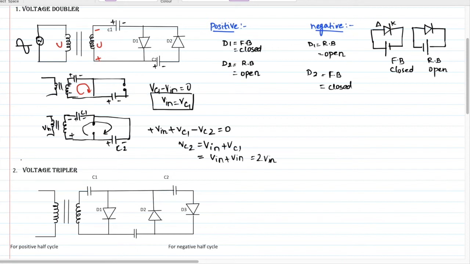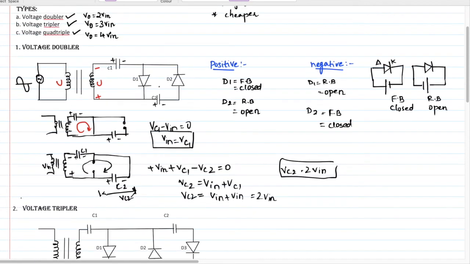Okay. So if you see the voltage across capacitor C2, Vc2 equals 2V. So the voltage across this capacitor, Vc2, is 2V. So here we have obtained the voltage doubler by using Kirchhoff's voltage law. So the voltage across this capacitor is 2V.